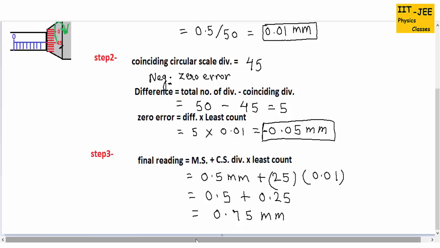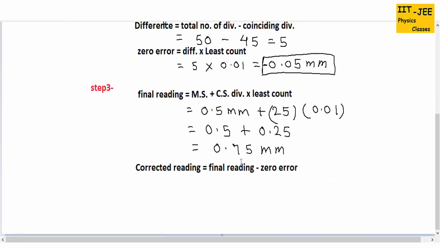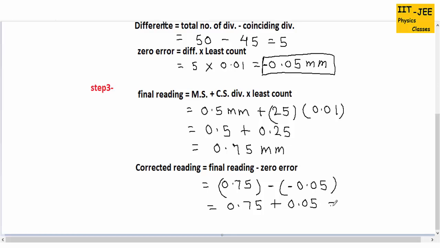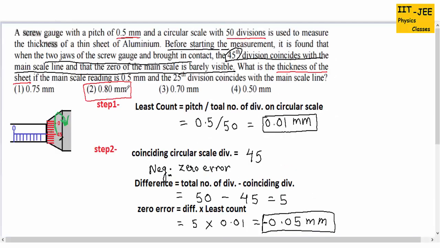Now we have to find the corrected reading. So now we have to subtract the zero error from this reading to find the corrected reading. So the final reading is 0.75 minus, we will put the zero error with the sign, minus 0.05. That will give us minus minus becomes positive, and 0.05. This will give us 0.80 millimeter. This is the thickness of the aluminum sheet which was being measured by this screw gauge. So this is our final answer. Here the second choice is the correct option.